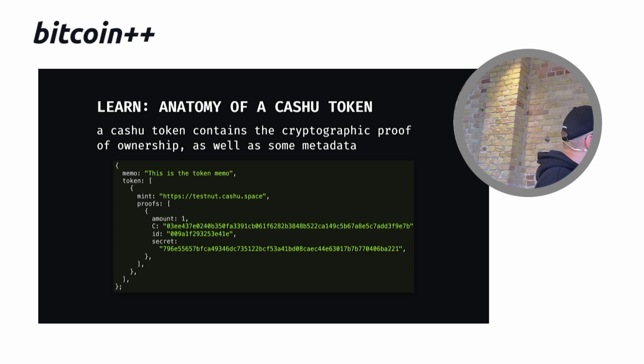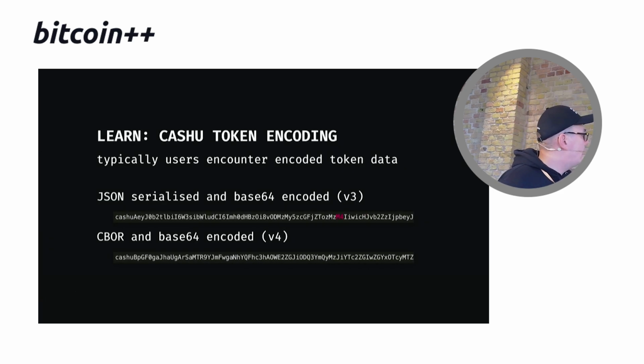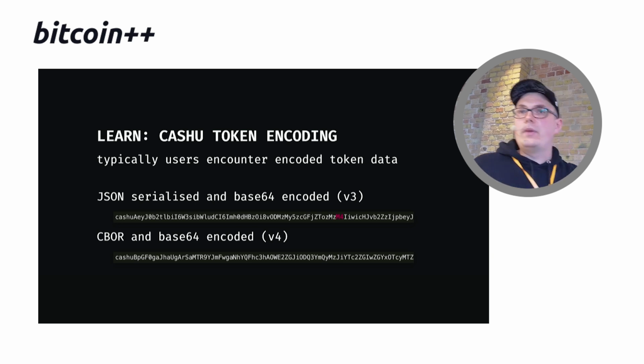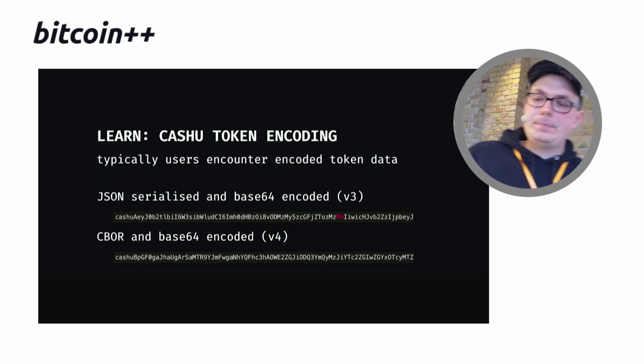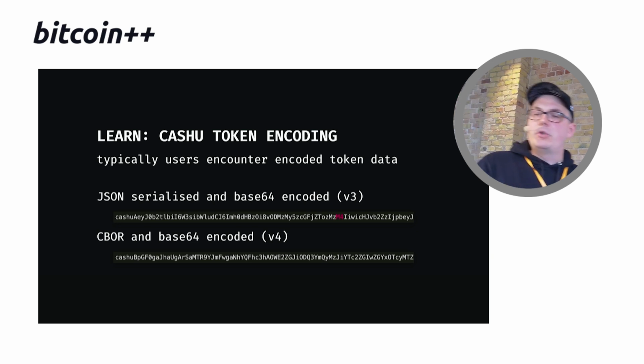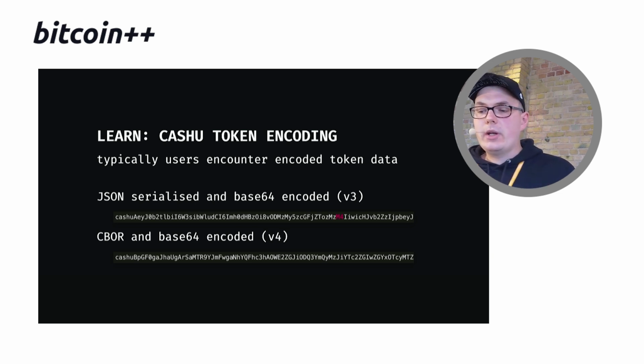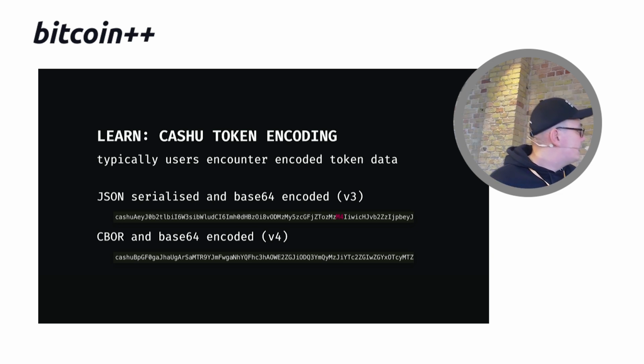So this is the unserialized version. And then the things that you're probably used to from your Cashu wallets are these long strings, right? So we have the cashuA string and we have the cashuB string. And those are actually the serialized and encoded versions of this object that we've just seen a slide before. So there's two different versions right now. V3 is the generally supported version. V4 is a little bit more bleeding edge. It is CBOR encoded, so no longer do we do JSON serialization and encoding. We do CBOR serialization, and then base64 encoding.